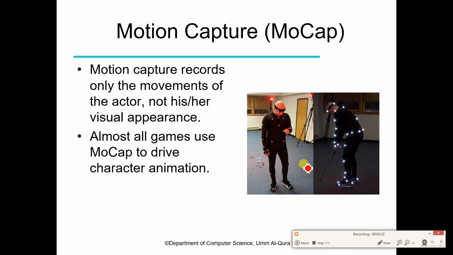The capture data which is obtained from human beings is applied to the animated characters. So when the character is jumping, basically this is the jump of the human being which is applied to the motion capture data. So let me try to show you a video file.